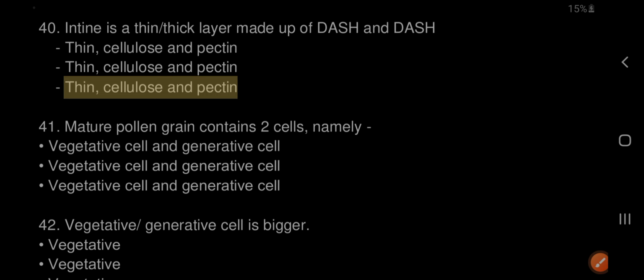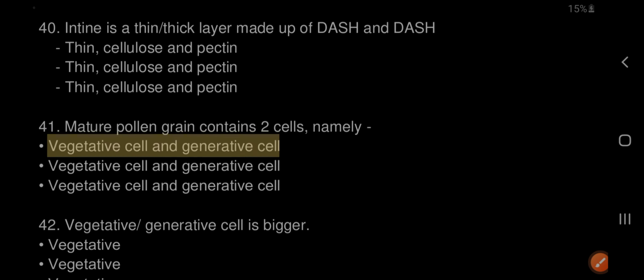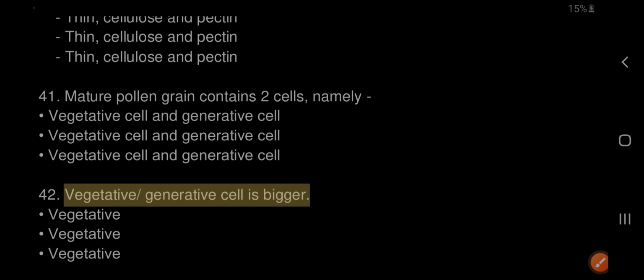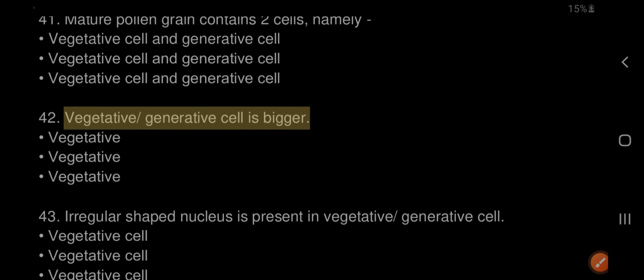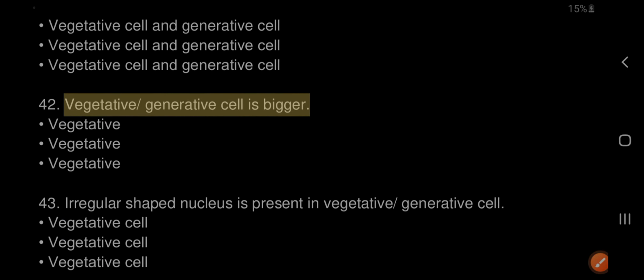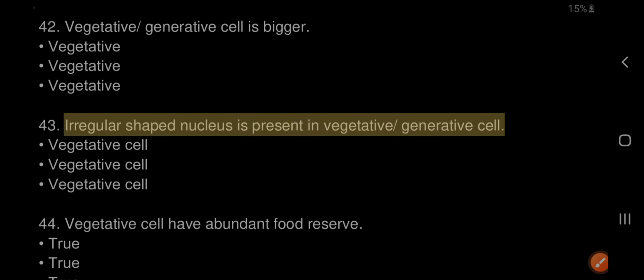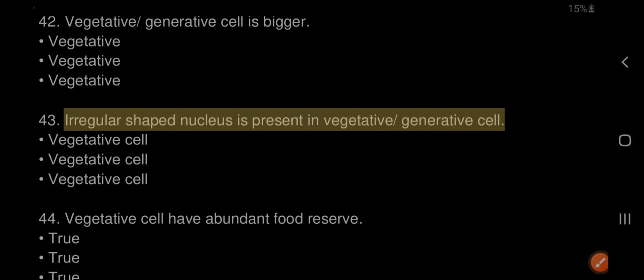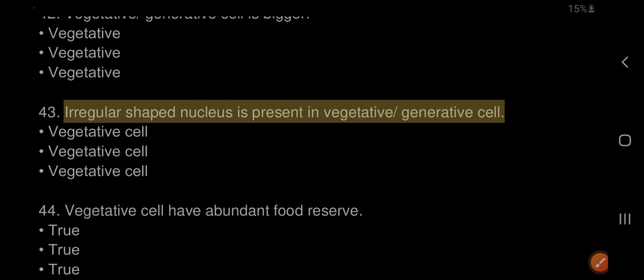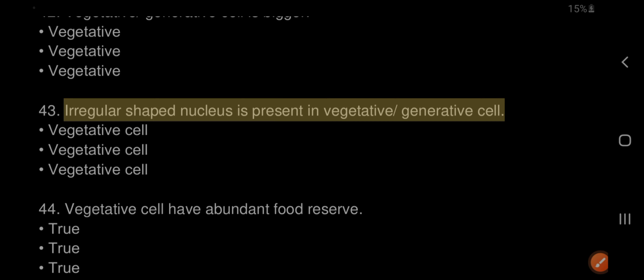41. Mature pollen grain contains two cells, namely vegetative cell and generative cell. 42. Vegetative, generative cell is bigger. Vegetative. 43. Irregular shaped nucleus is present in vegetative, generative cell. Vegetative cell.